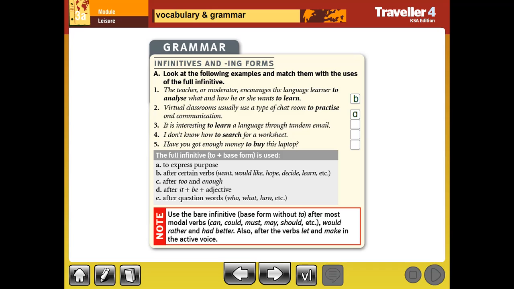Also the two verbs let and make, in the same line, let and make. We don't use to. Let me go, let's go, let's play. I will let you leave. After let we use the infinitive without to. Make is the same. I'll make you play the match. I will make you play the match.